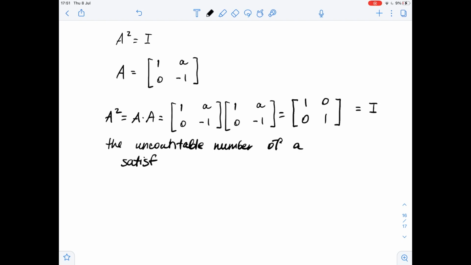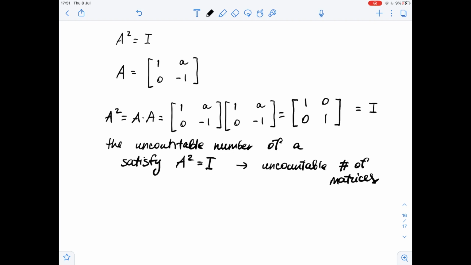satisfy A squared equals the identity matrix. So there is an uncountable number of such matrices. Uncountable number of matrices.